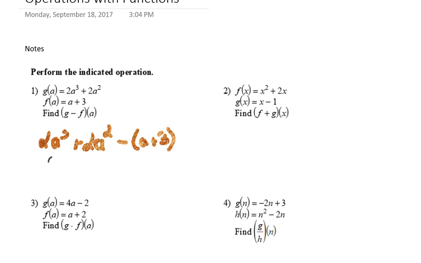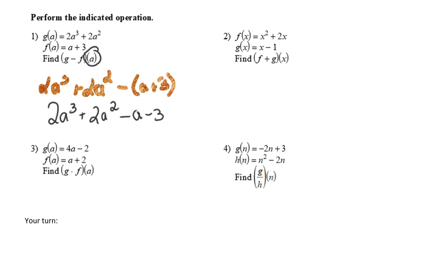So we have 2a cubed plus 2a squared minus a minus 3. And that's your final answer. Notice that some people get confused. They think this little a here, they think you need to multiply everything by a. You don't. All that is, it's just a notation. So really all you're doing is subtracting.